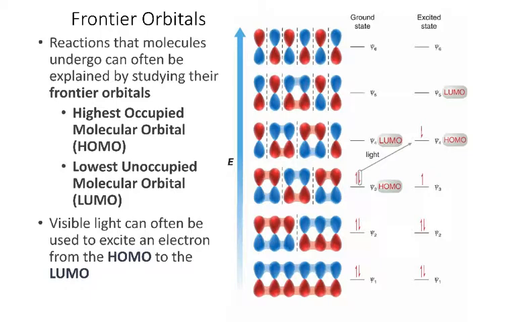So the frontier molecular orbitals can tell us a lot about chemical reactivity, and they can also potentially tell us quite a bit about the spectroscopic activity of those molecules.